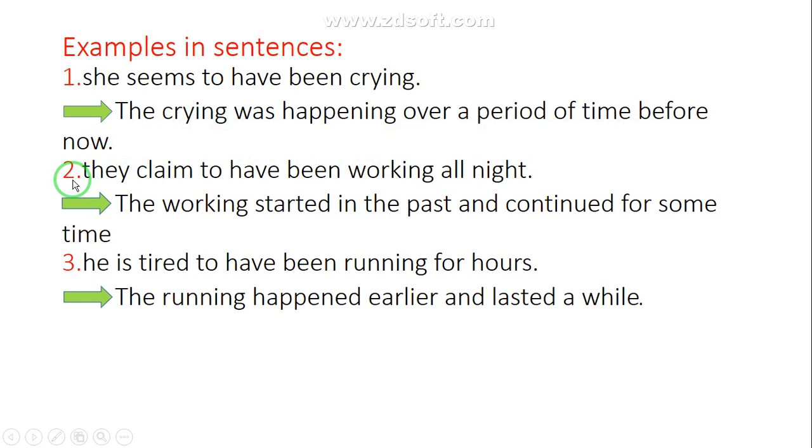Example number 2, they claim to have been working all night. The working started in the past and continued for some time. Example number 3, he is tired to have been running for hours. The running happened earlier and lasted a while.